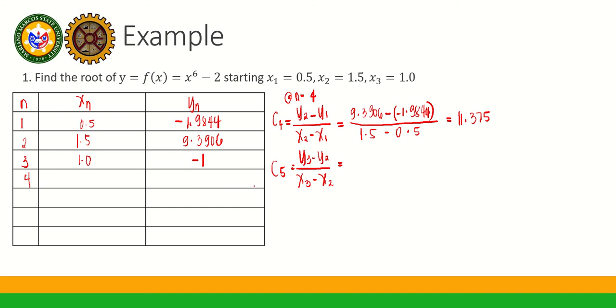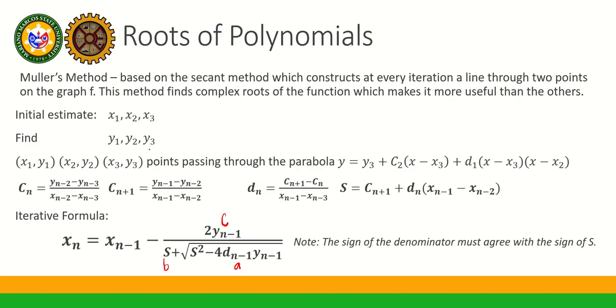So this will be equal to, what is our y sub 3? That is negative 1. Y sub 2 natin is 9.3906 all over our x sub 3, that will be 1.0. And our x sub 2 is 1.5. So we will get the value of C sub 5 equal to 20.781. Okay? So, meron na tayong value ng C sub 4 and C sub 5 natin.